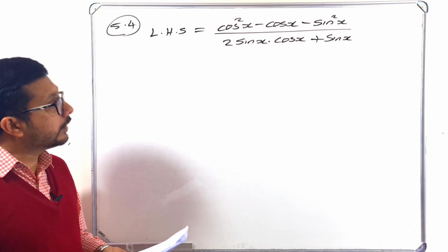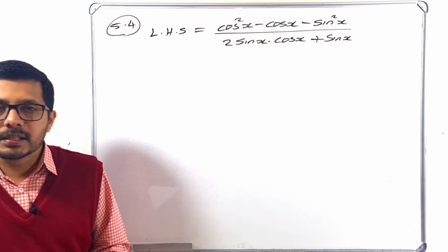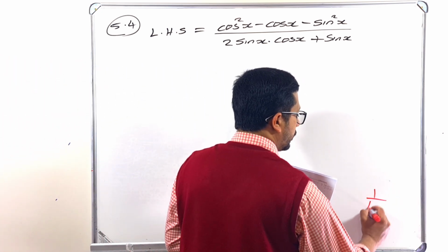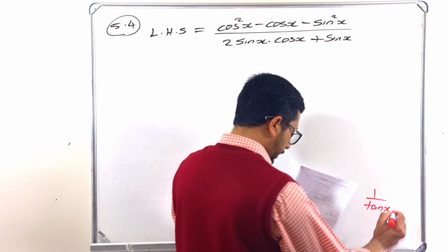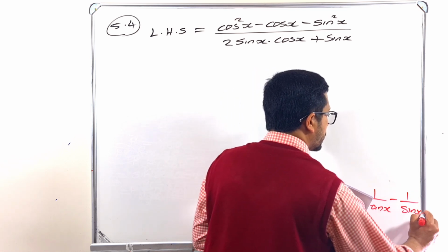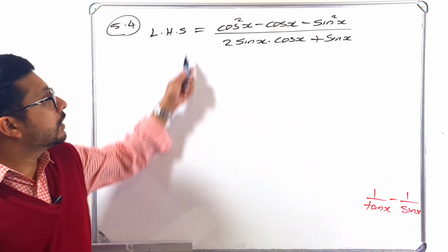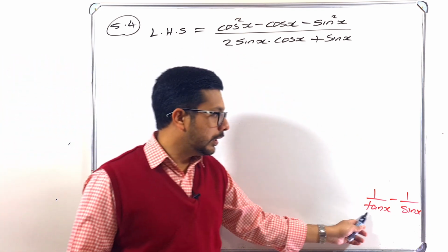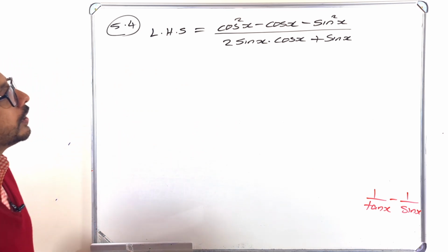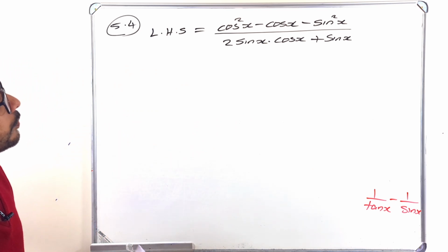You have to prove that the left side is equal to, what is the right side? You want to prove that that one is 1 over tan x minus 1 over sin x. So you have to prove this left side is equal to this right side. That is the question. Okay. So here, how can you prove that one?